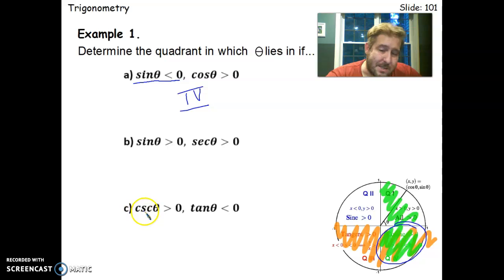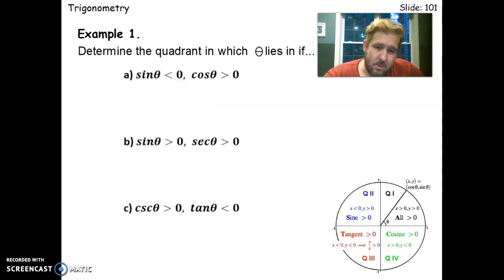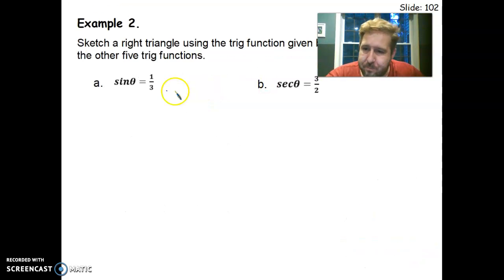Now, when you get to cosecant, just keep in mind cosecant works the same way as sine. So sine is positive in the first and second. Cosecant is also positive in the first and second because it's literally the same thing, just flipped. So a positive number over a positive number is still going to be positive when you flip them. So keep that in mind as well.